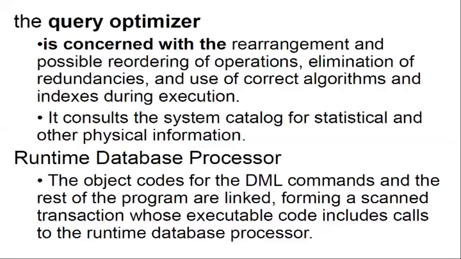The runtime database processor is another important component in the database management system. Whatever object code is produced by the compiler will be forwarded to the runtime database processor. Here the object code for the DML commands and the rest of the program are linked, forming a canned transaction whose executable code includes calls to the runtime database processor. So the object code generated by the query compiler as well as the query optimizer will be forwarded to the runtime database processor. This is actually the execution unit. Whatever queries you have given will all be executed here.